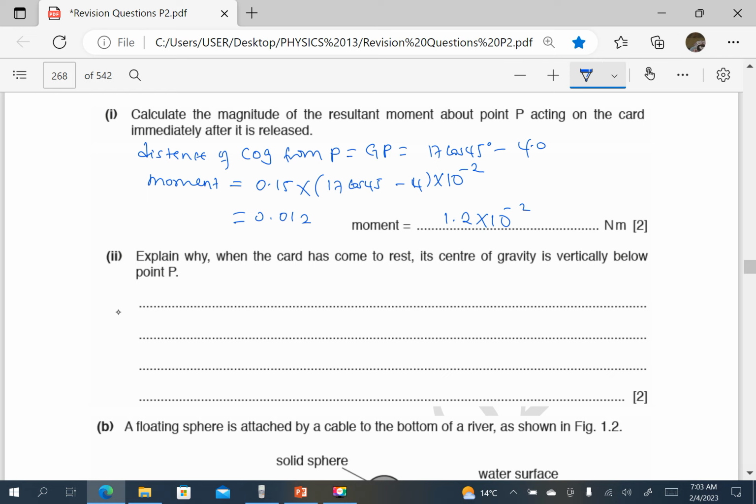So they said, explain why, when the card has come to rest, its center of gravity is vertically below point P. So we simply say the distance between the line of action of the weight and the pivot, which is P, is going to be 0, so the weight has no moment.